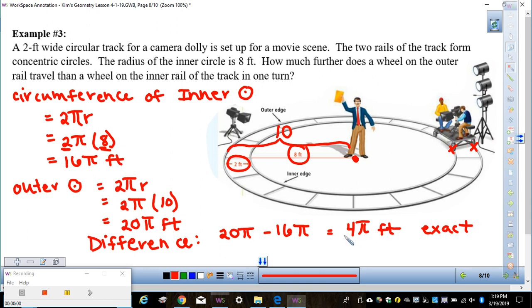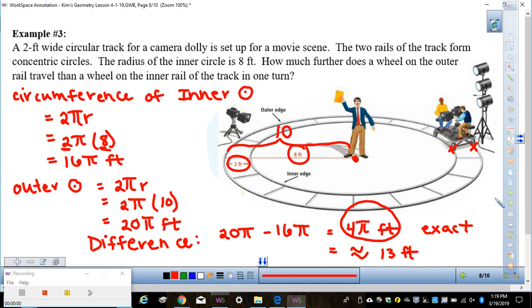And if I asked for an approximate answer, you would actually, in your calculator, type 4, and then using the pi button, times pi. That works out to be about 13 feet. Typically on a test or quiz, I am going to ask for the exact answer, meaning that I want you to leave it in terms of pi.